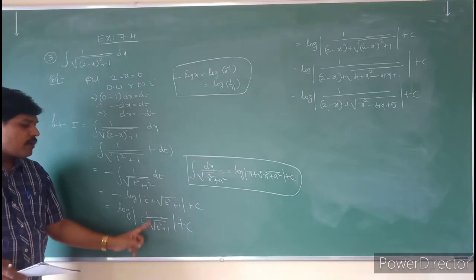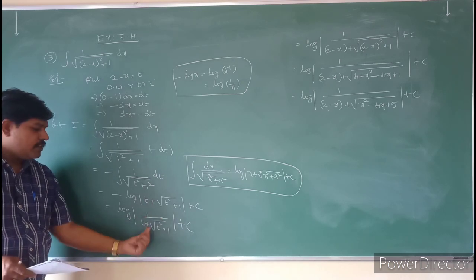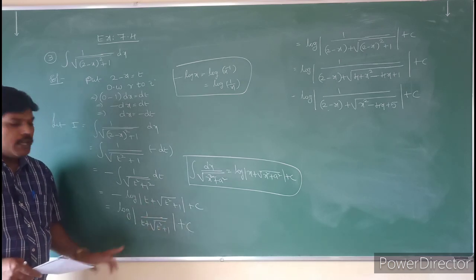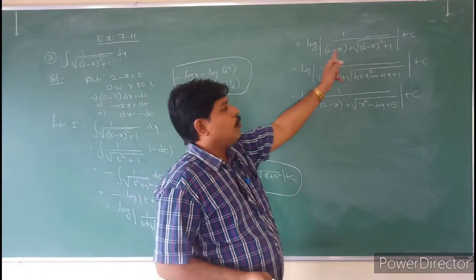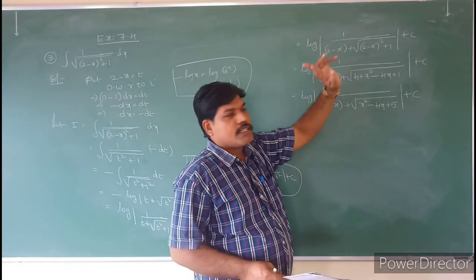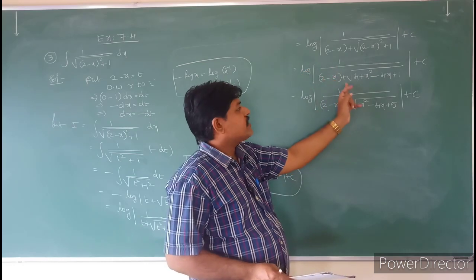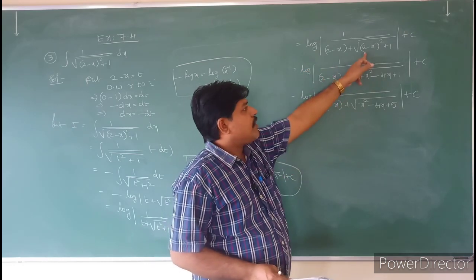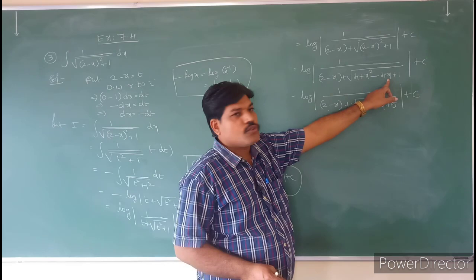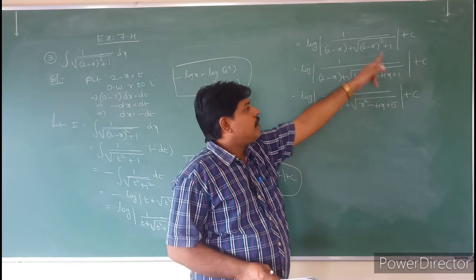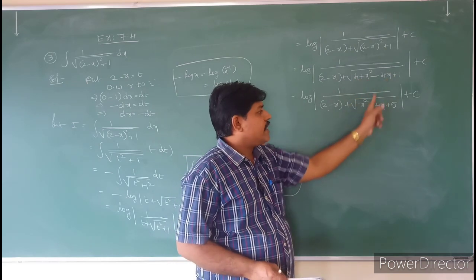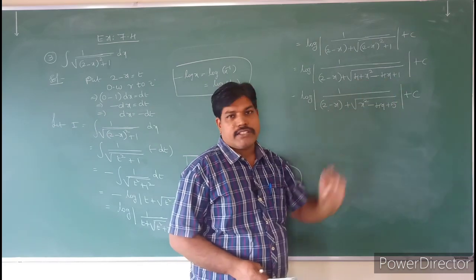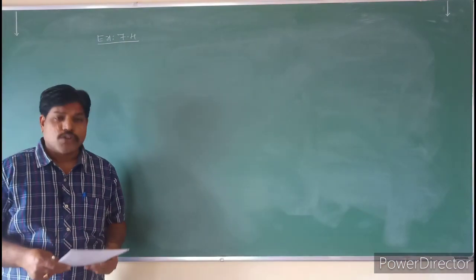So log of 1 by x. What is this x value? It is t plus root of t square plus 1. In the place of t, replace 2 minus x: 2 minus x plus 2 minus x whole square plus 1. So 2 minus x plus root of, expand that value, a square plus b square minus 2ab, that value, plus 1 is there. Simplify that: 2 minus x plus x square minus 4x, 4 plus 1 is the 5, plus c.